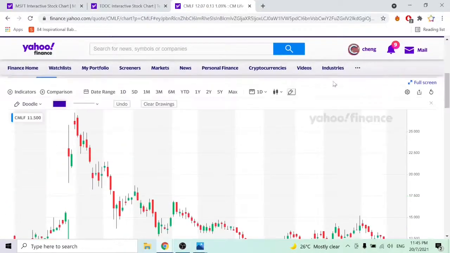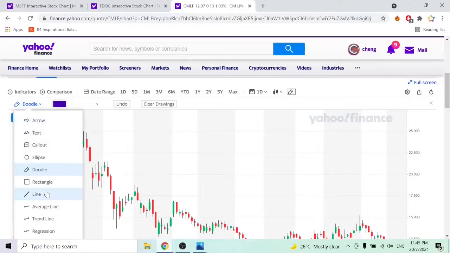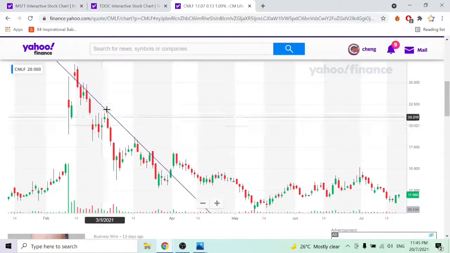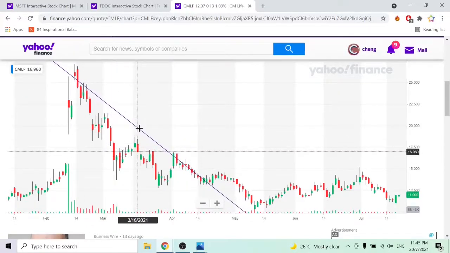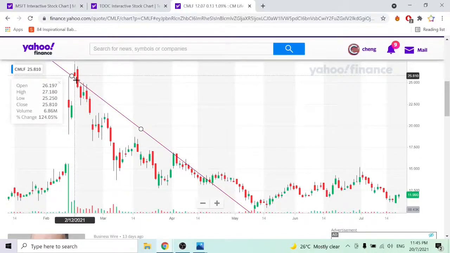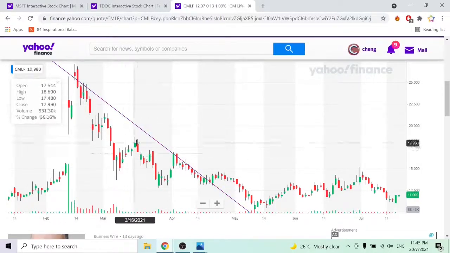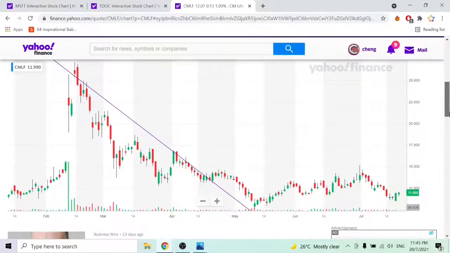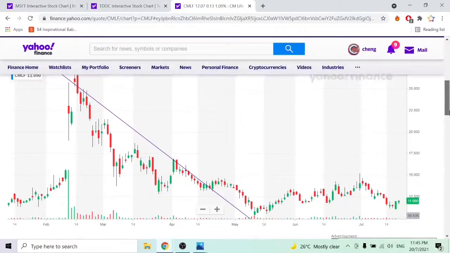Okay, so we're gonna draw a line where we connect the highest high to the lower high. Okay, highest high, lower high, highest high, lower high. So this would be a 1 point. Okay, so as you could see, this line is not really that nice.